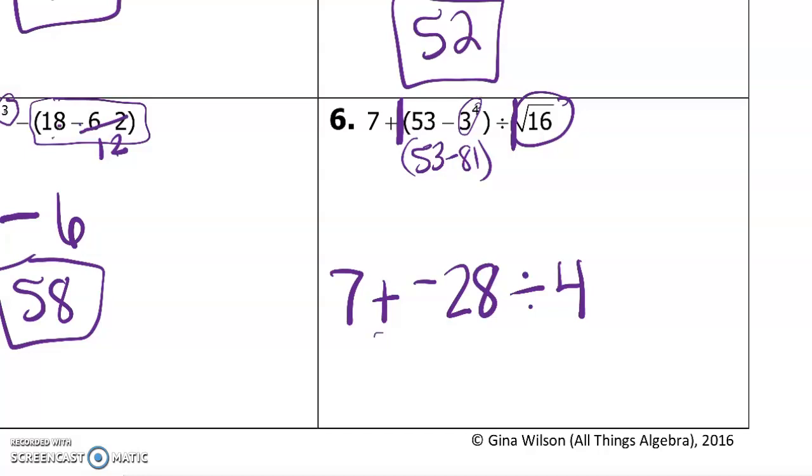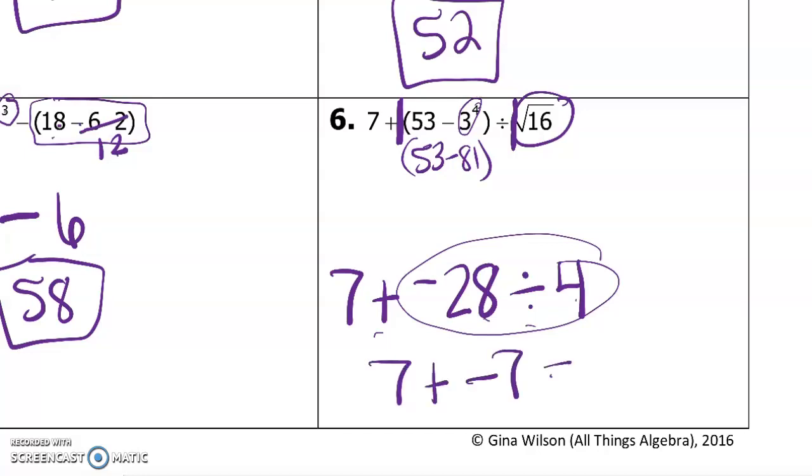Now we have addition and we have division. We have to do the division first. Negative 28 divided by 4 is negative 7. So we have 7 plus negative 7, which cancels out to 0.